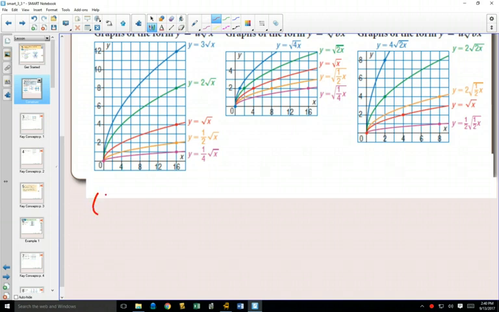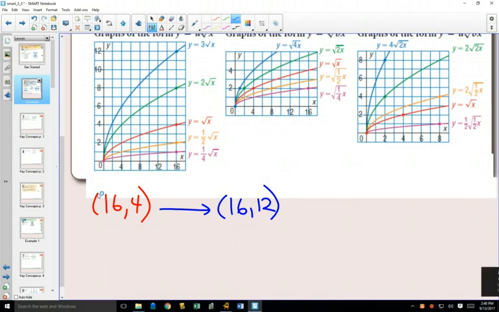So we start off with the point 16, 4. And if we look, where does that go? On the blue graph, we've got the point 16, 12. So we notice that one thing has changed, the y-coordinate has changed. It's gone from 4 to 12. How would you describe that change? Well, there's a bunch of different ways mathematically that you could get from 4 to 12. You could add 8, you could multiply by 3, you could probably figure out some very complicated equation to start at 4 and get to 12.